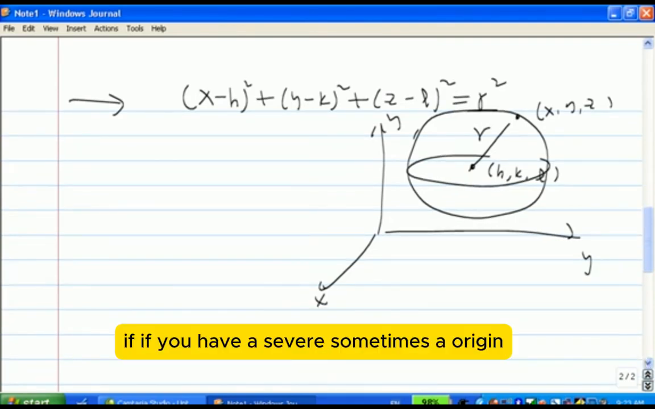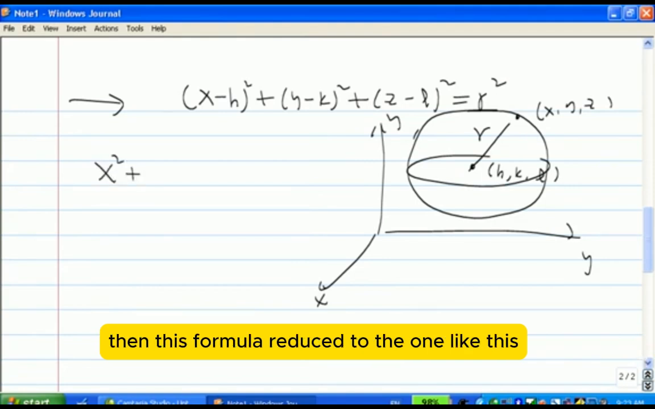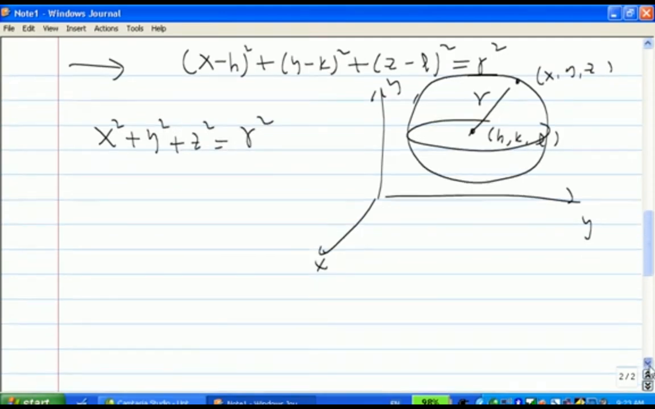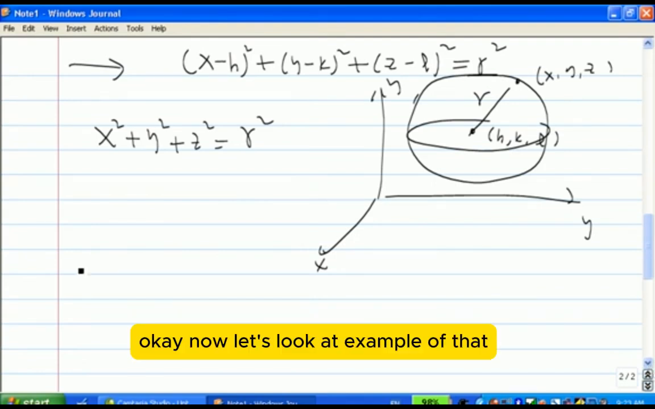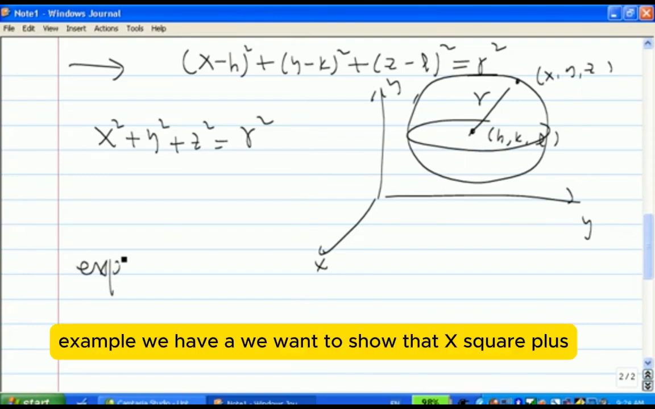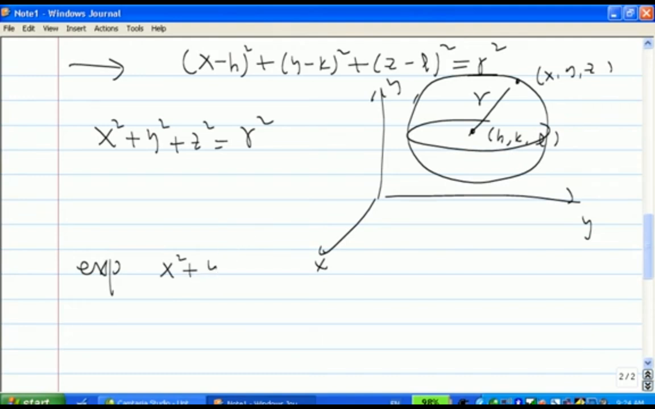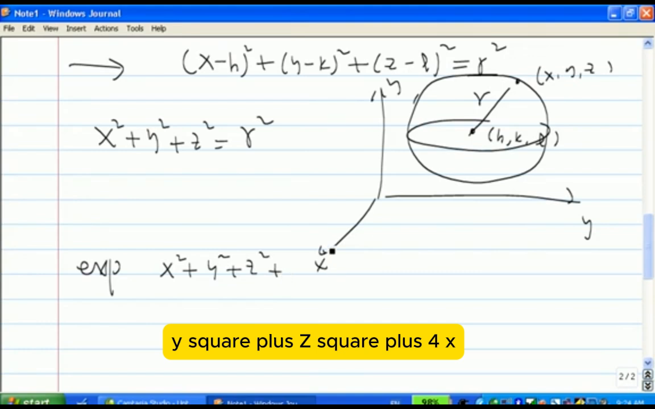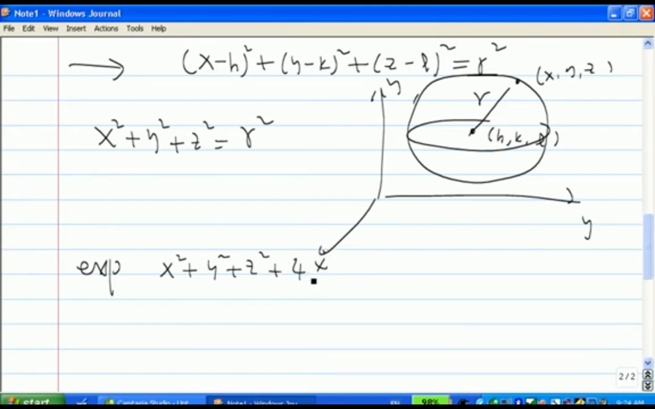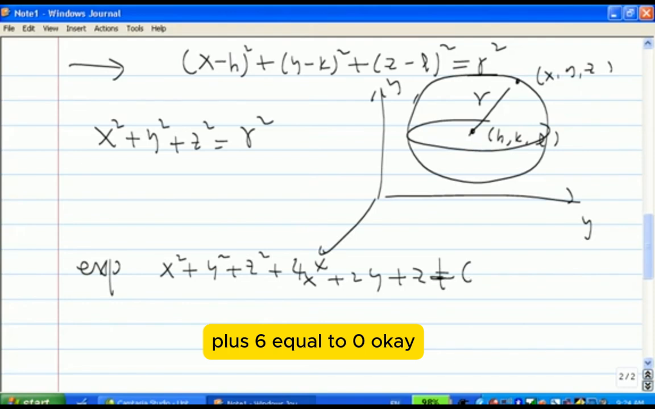If you have a sphere centered at the origin, then this formula reduces to the one like this. Okay, now let's look at an example of that. Example: we want to show that x squared plus y squared plus z squared plus 4x plus 2y plus z plus 6 equal to 0.